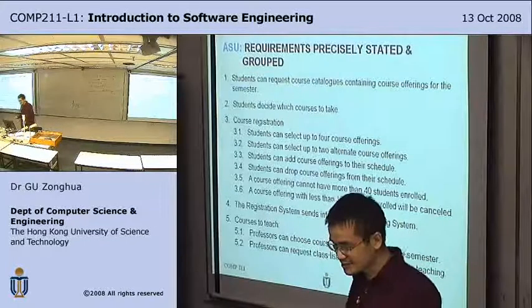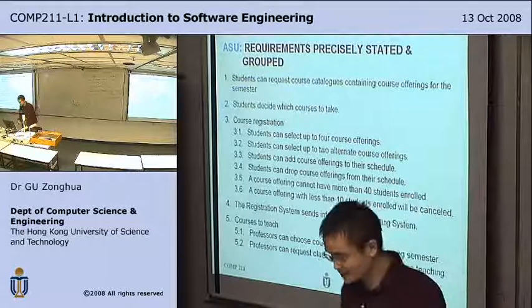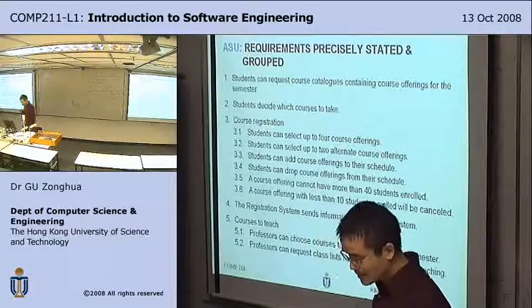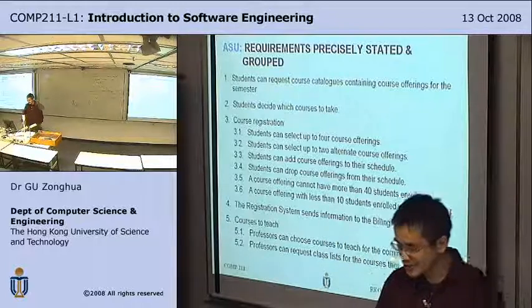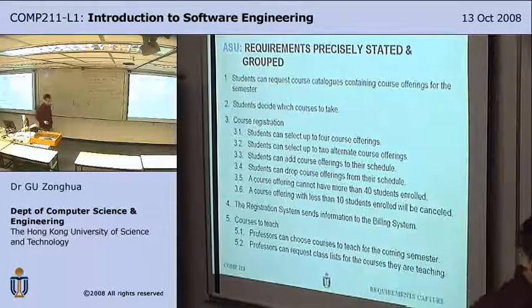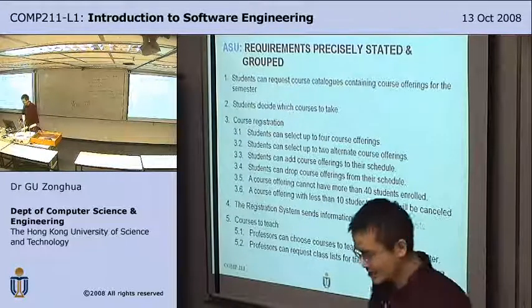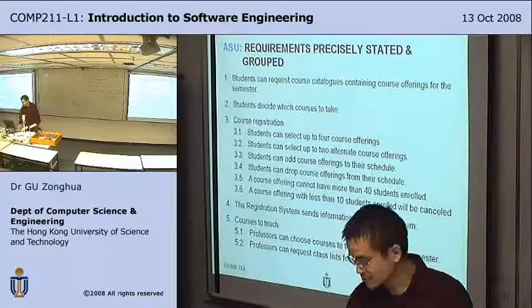So you can select up to 4 course offerings. Just select 4. And if fewer than 10 students register, the offering will be cancelled. You can try registering fewer than 10 students, and when the time passes the add-drop period, it will be cancelled or not.